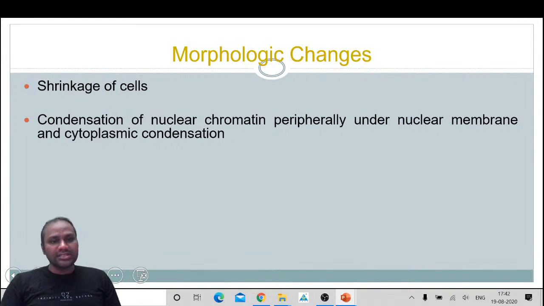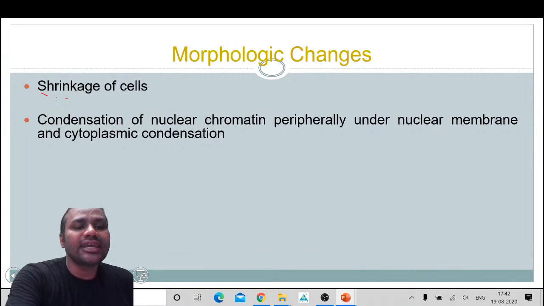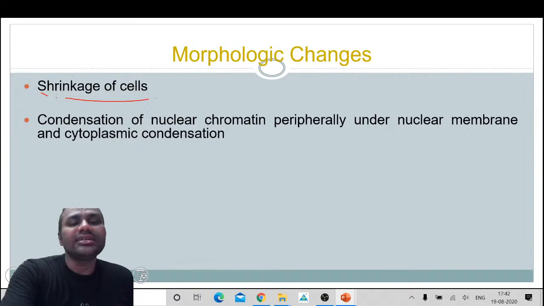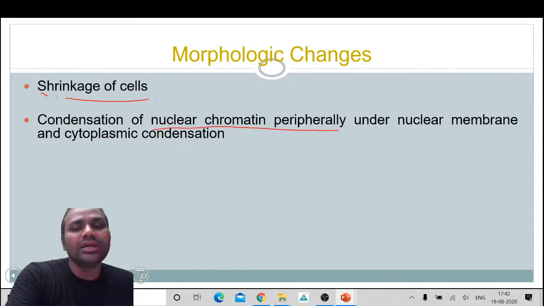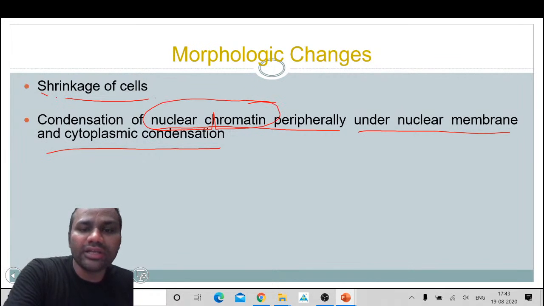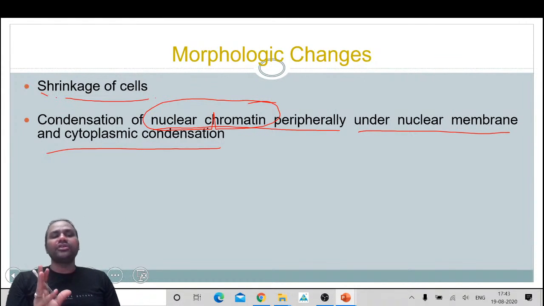So what are the morphological changes in apoptosis? There is shrinkage of cells. In necrosis, obviously there will be an increase in size, but in this there is shrinkage of the cell. There is condensation of nuclear chromatin peripherally under the nuclear membrane, and cytoplasmic condensation. So we know that there is condensation of nuclear chromatin, or pyknosis. Nuclear chromatin will condense and hence it will be more hyperchromatic.